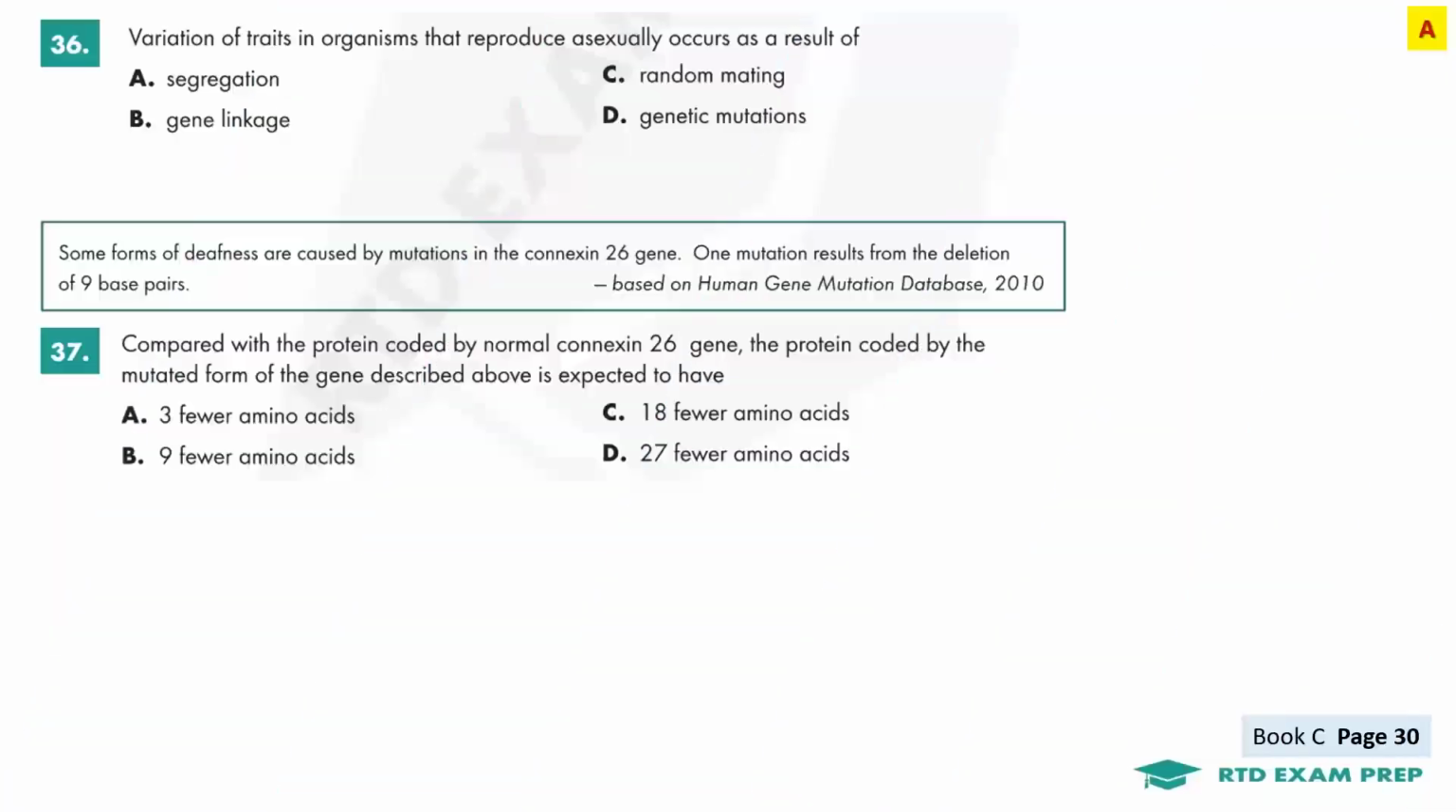36. Variation of traits in organisms that reproduce asexually. Remember, asexual should have no variance unless a mutation happens. So 36, D.